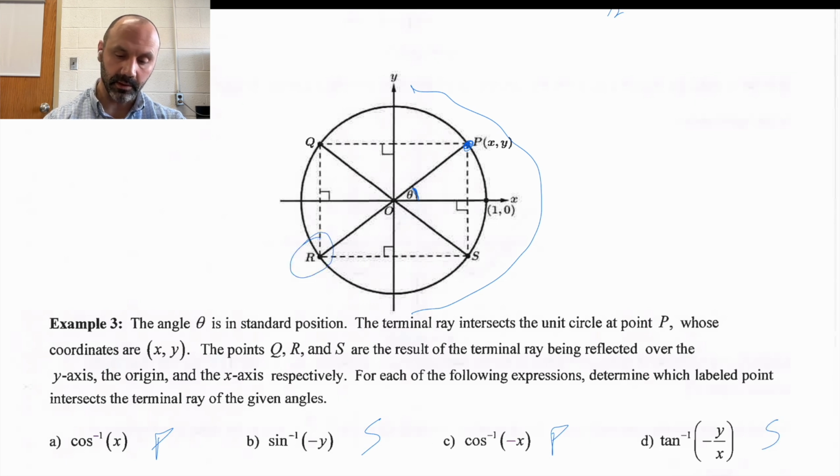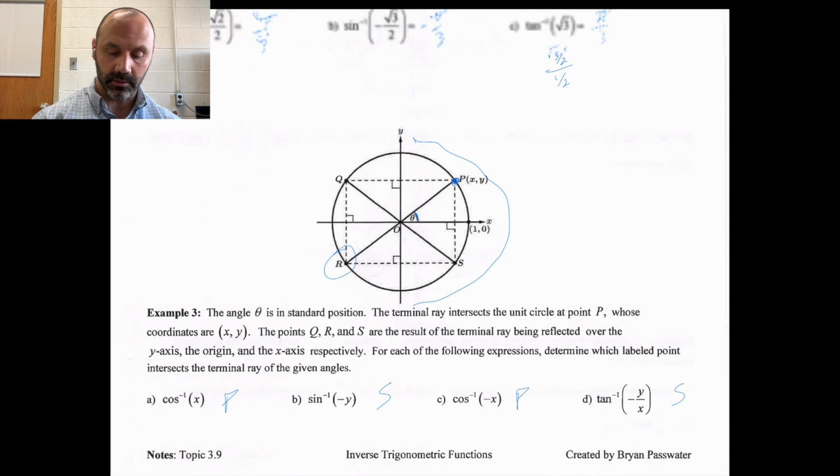Notice R didn't come up anywhere. R is lonely. We left him out. We are biased and prejudiced against that letter, so we don't include it. No, it's just that that's not in any of the domains, right? The domains for cosine are 1 and 2, and the domains for sine and tangent are 1 and 4. So quadrant 3 is not in any of the restricted domains for our inverse functions or arc functions.